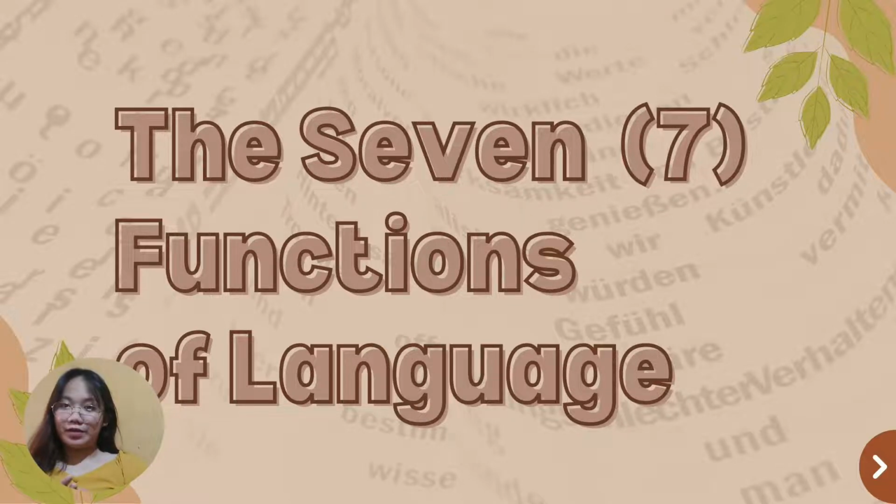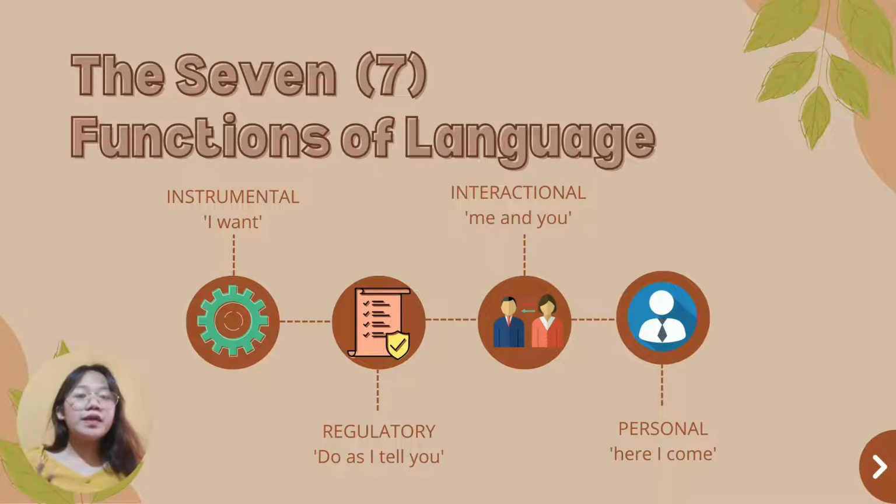Here are the following. First, we have the instrumental, which is language for getting things done or for satisfying one's needs. Next, we have the regulatory, which is language for controlling the behavior of others. Next, we have the interactional, which is language for maintaining and establishing relationships. And we also have the personal, which refers to language for expressing personal and individual feelings.